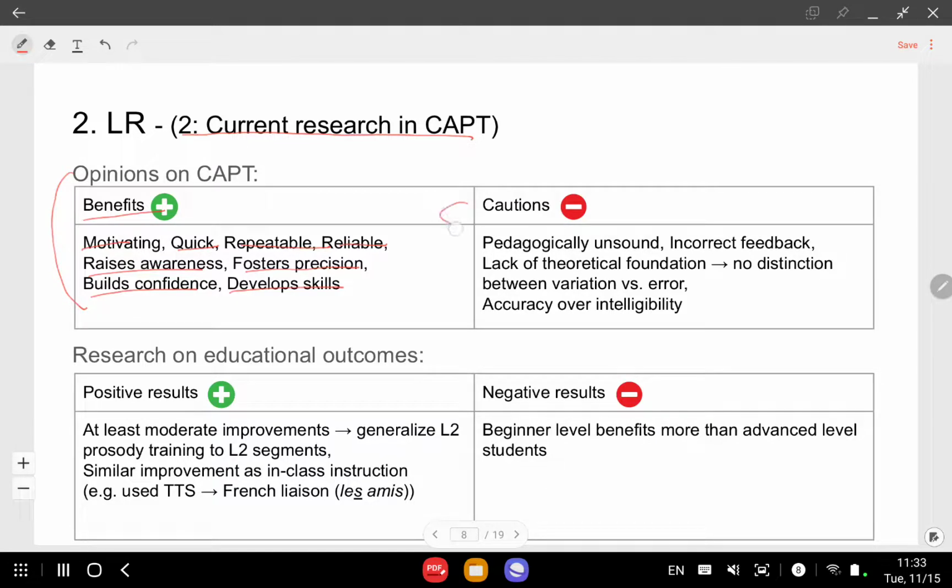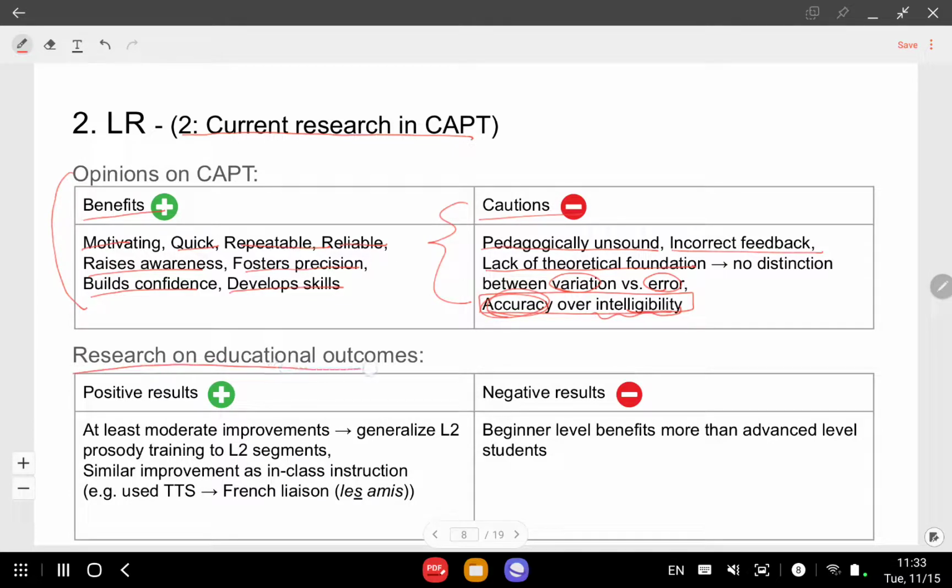However, there are people raising cautions on CAPT, especially when it is pedagogically unsound and when incorrect feedback is given by the CAPT systems. A lot of CAPT apps lack theoretical foundations, and a lot of them do not distinguish between variation and error. This is a big problem for these pronunciation trainings, and a lot of times pronunciation training focuses too much on accuracy over intelligibility.